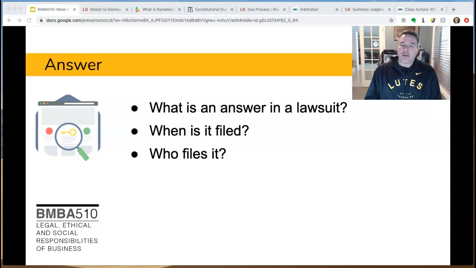Okay, so after a plaintiff files the case, they serve it on the defendant, and then the defendant has a certain amount of time to answer it. So there's a filing of a complaint. That's what the plaintiff files and says, here's what happened, here's the money I want, or the relief I want, and then the defendant files an answer that answers the complaint. Now, if the defendant never files an answer, then the plaintiff wins by default. It's called a default judgment.